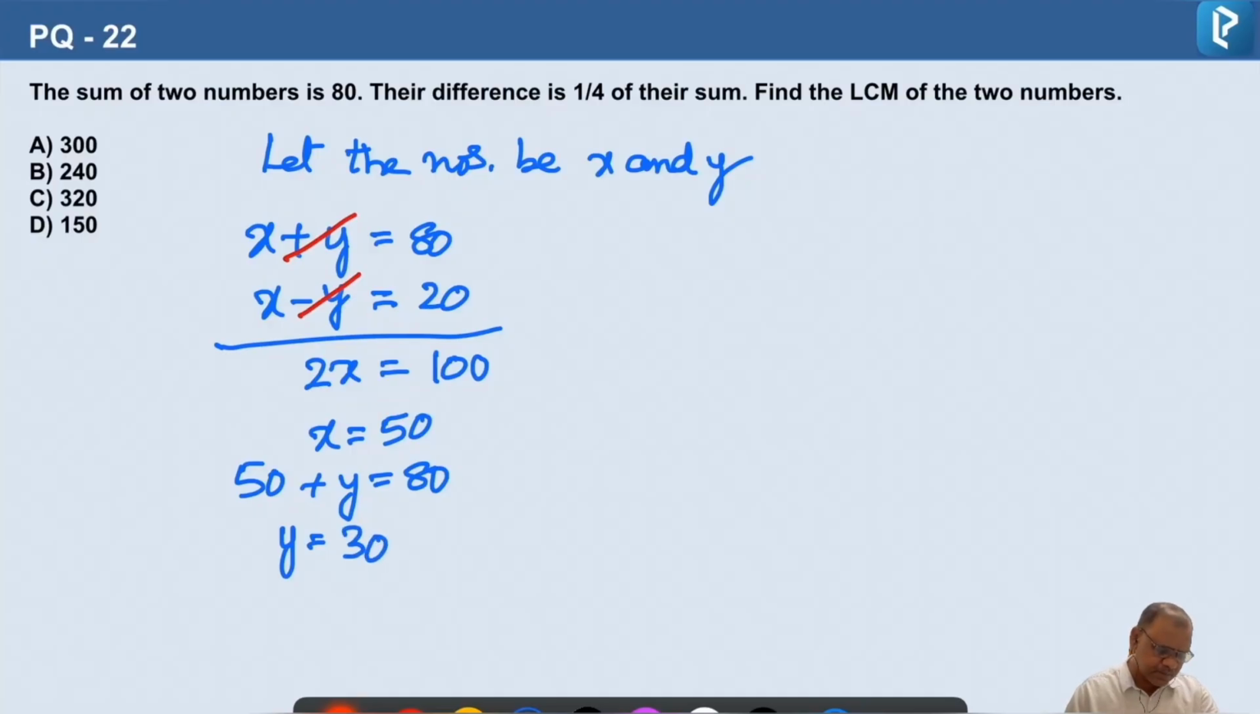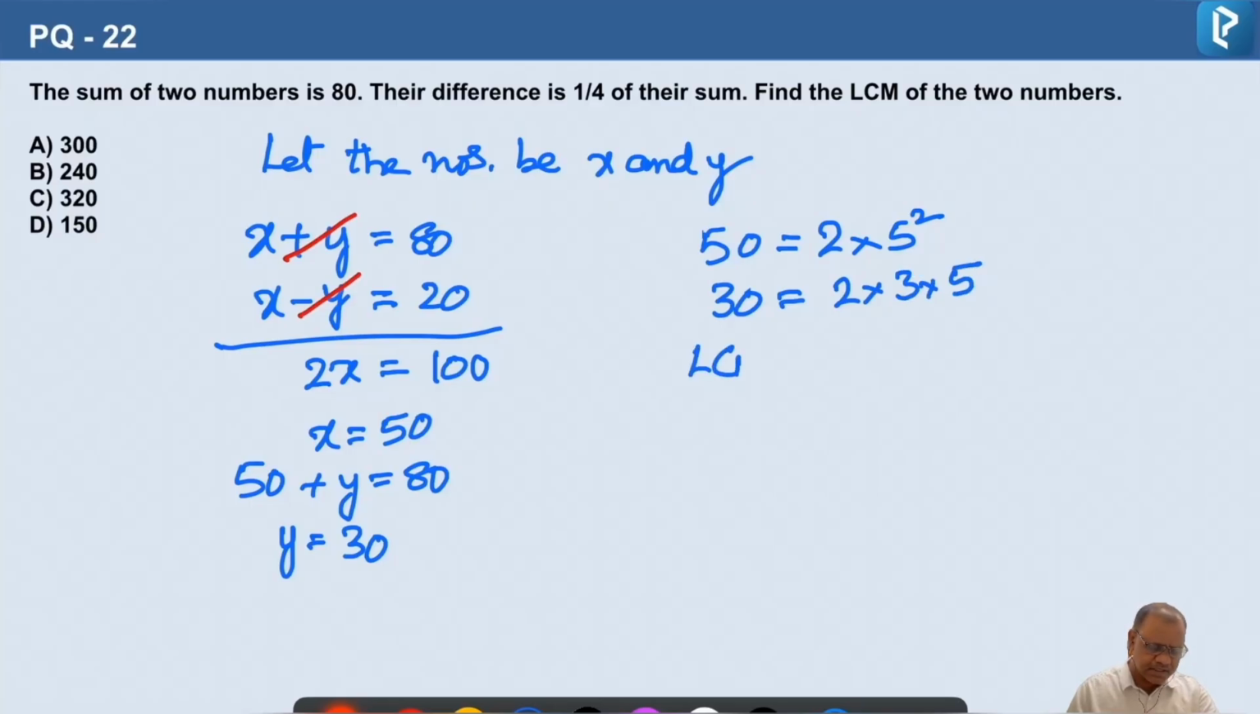So what are the numbers here? 50 and 30. 50 and 30 are the two numbers. So we need to find out their LCM. So their LCM is 2 times 25. 25 is 5 square. This is 2 times 15. 15 is 3 into 5.